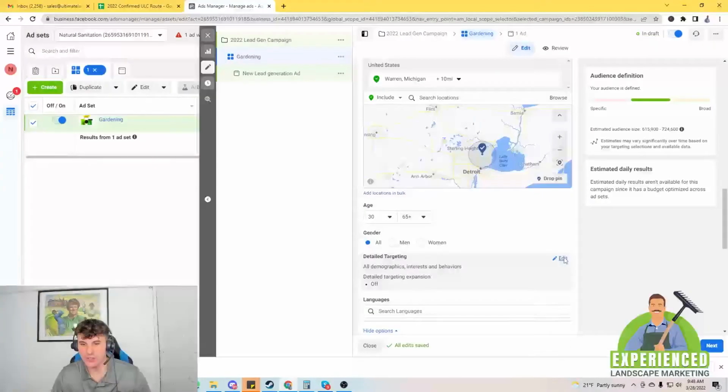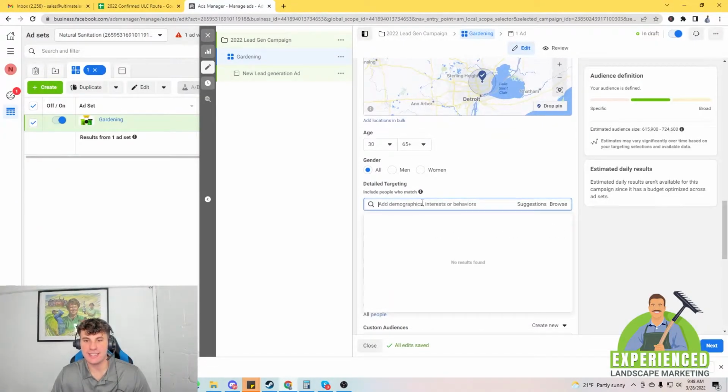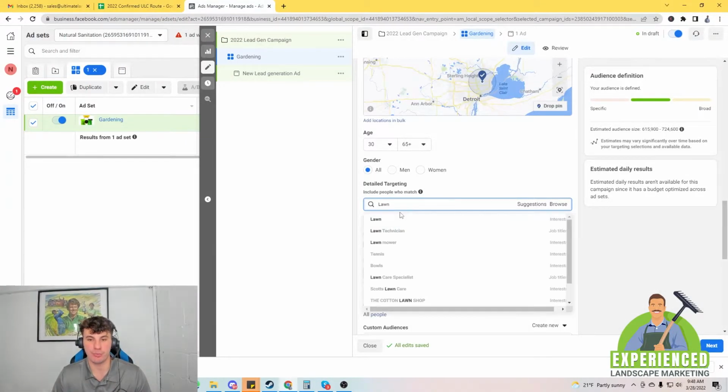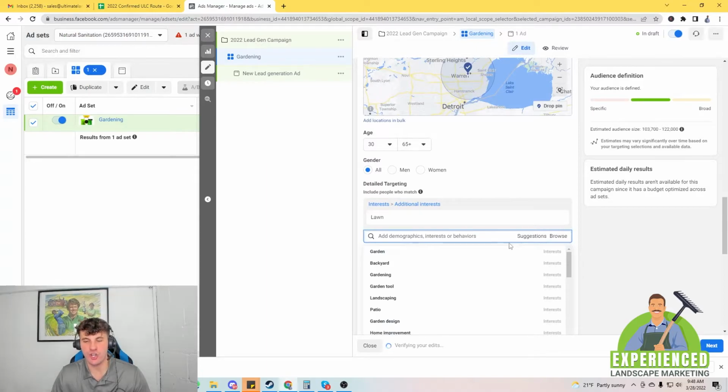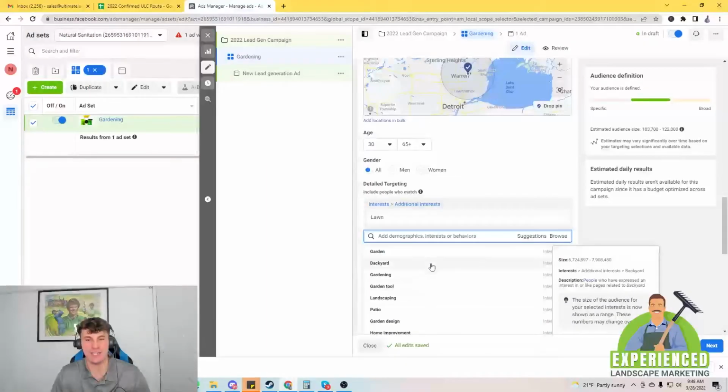One sec. Detailed targeting. Here it is. So for detailed targeting, you can even start with lawn. Something super broad. The broader, the better. Lawn. And then use these suggestions to find the types of interest.